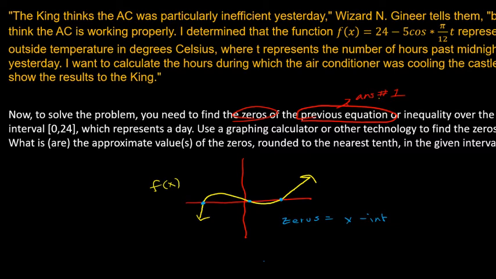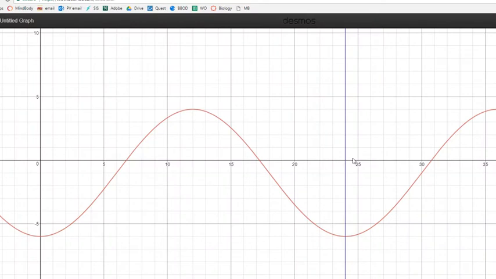Now, we're asked to do this using a graphing calculator or using technology. So what I've done is I've already graphed the equation. Now, this is not going to be what your graph looks like because I'm just using a web-based, very simple application. It didn't allow me to use the inequality. I had to just use an equation, which is why you're seeing it as an equation instead of an inequality, but it works for our purposes.